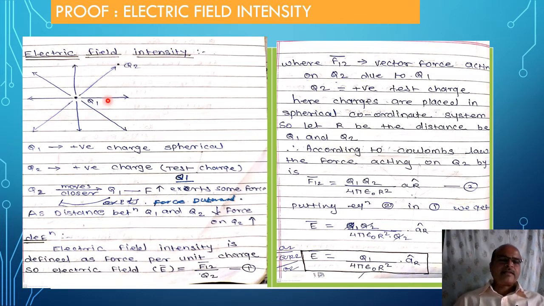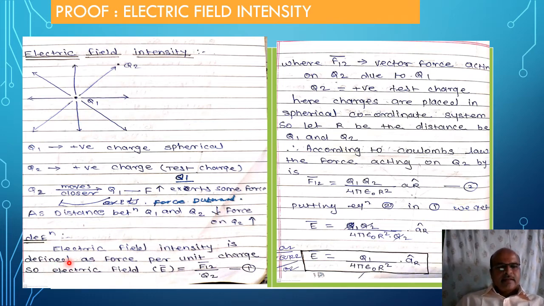As previously mentioned, we have derived the theoretical explanation: Q1 is a positive charge in the spherical coordinate system, and Q2 is a positive charge as shown here. As Q2 moves closer to Q1, Q1 exerts some force on Q2. As the distance between Q1 and Q2 decreases, the force on Q2 increases.